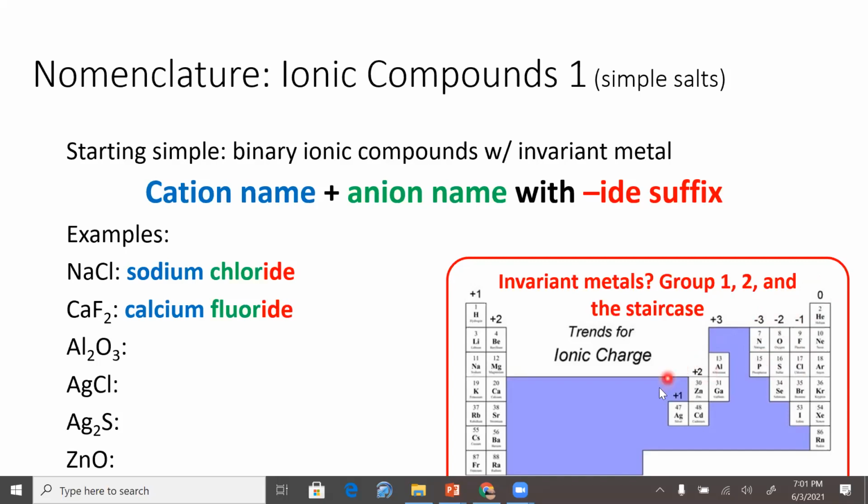Now, there's a couple that we have to memorize. Silver always forms a +1, not necessarily the same as the elements that are around it. So we just have to know that silver is a +1.